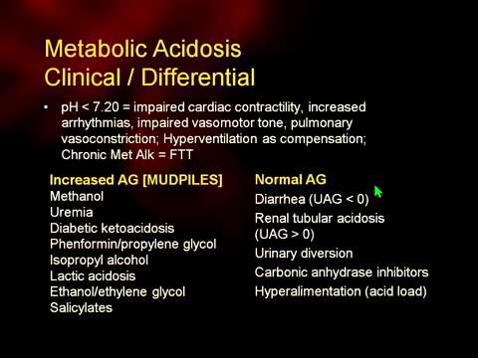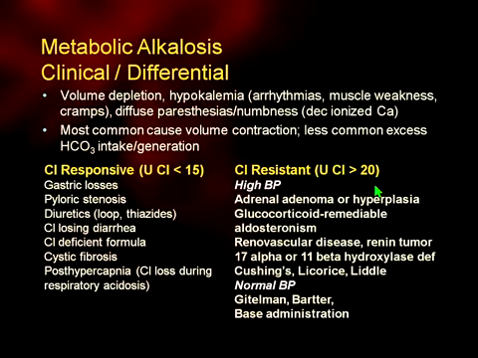Chronically, metabolic alkalosis just looks like failure to thrive. The kids don't grow well with a chronic alkalosis. I already went through this differential, so I leave it here, but I'm not going to go through it again. Metabolic alkalosis, volume depletion is your differential diagnosis. Hypokalemia, so they get muscle weakness or arrhythmias. Diffuse paresthesias. The most common cause of a metabolic alkalosis is volume contraction.